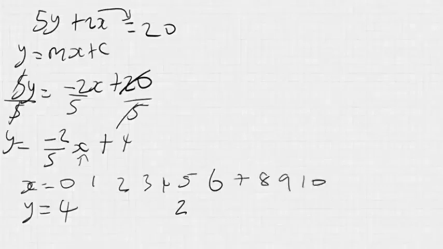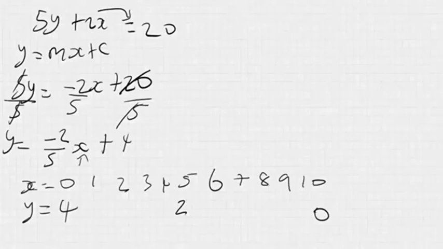Okay, so when you plug in 10, we're going to have -2 times 10. That's -20. -20 divided by 5, we're going to have -4. -4 plus 4, we're going to have 0. So that means we are working with 3 points for this graph.